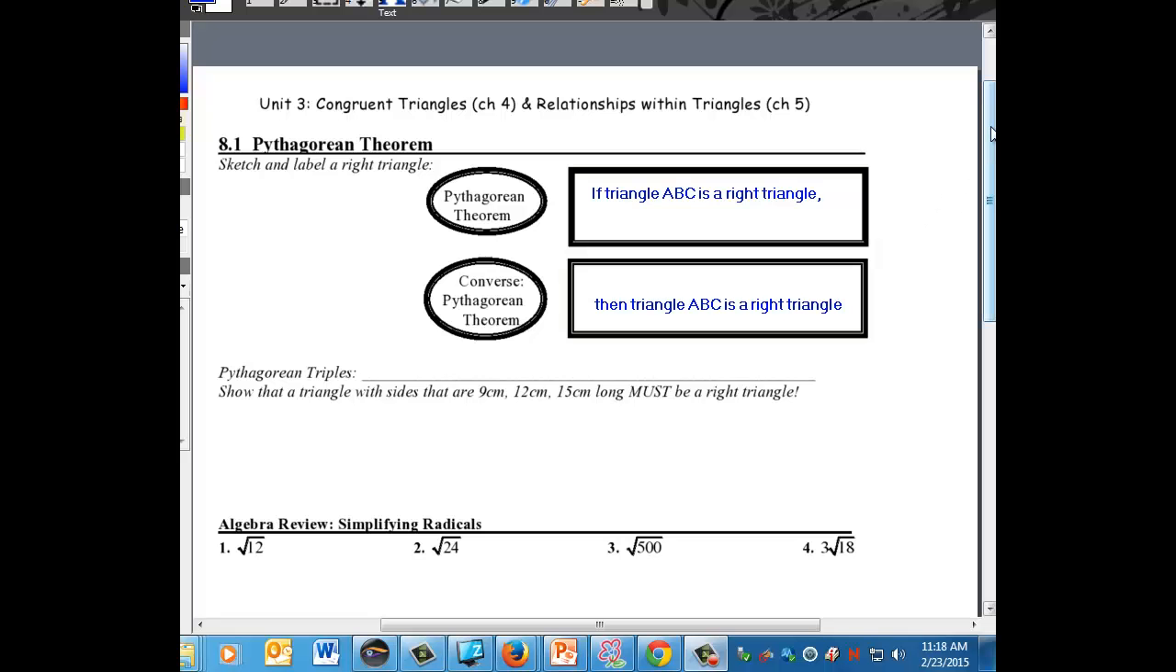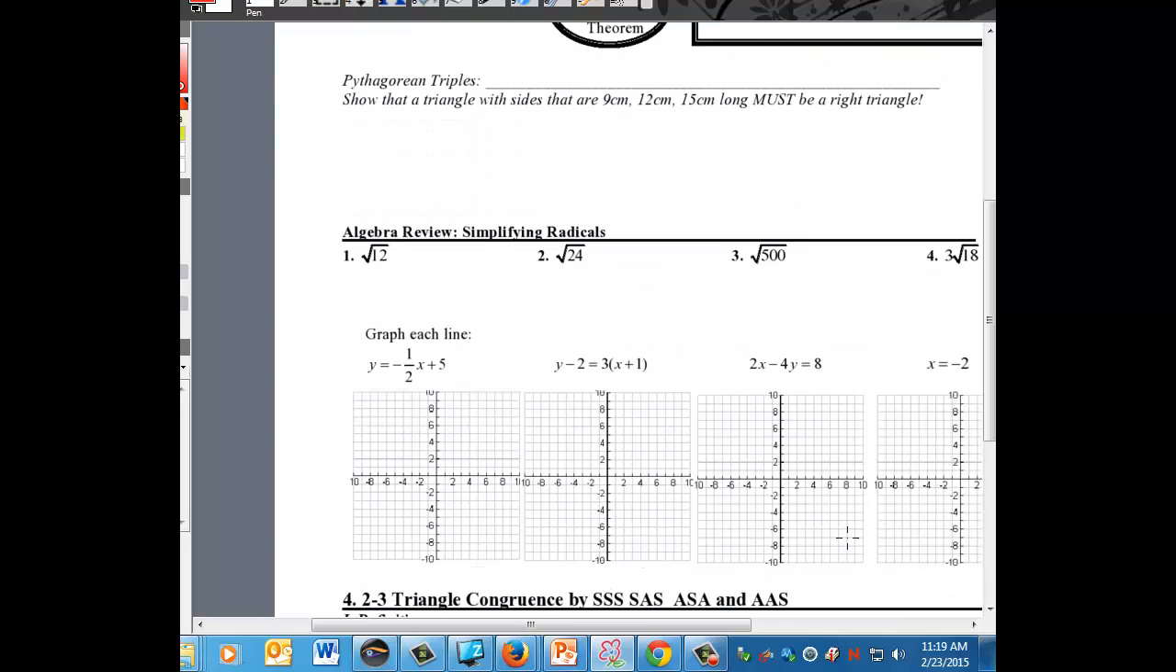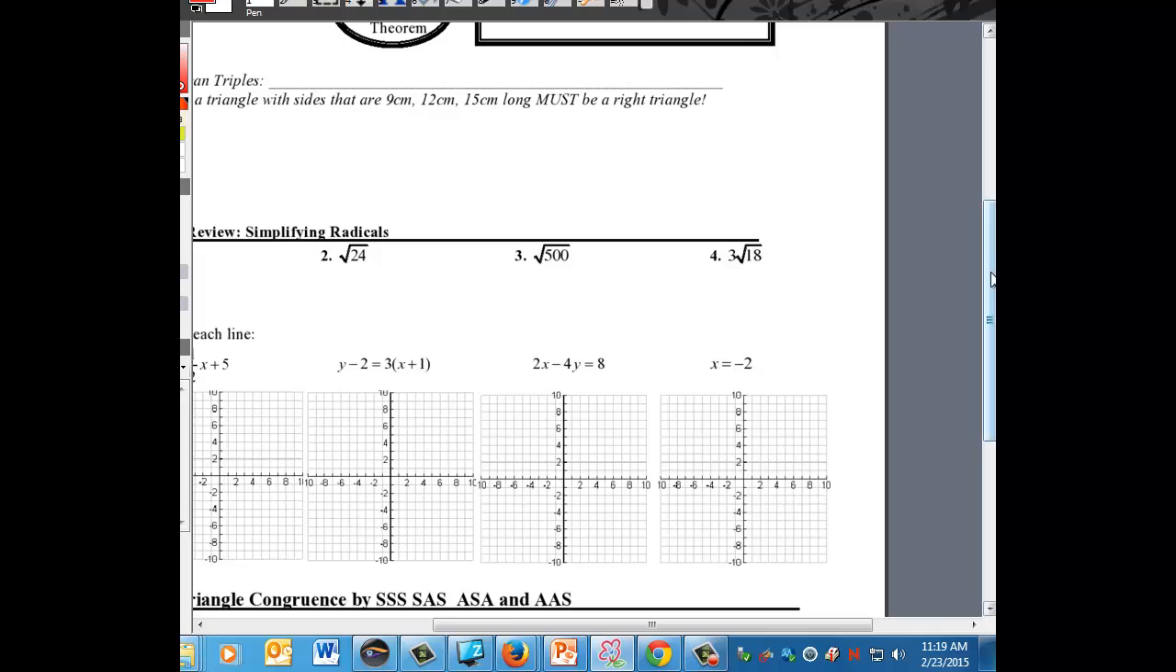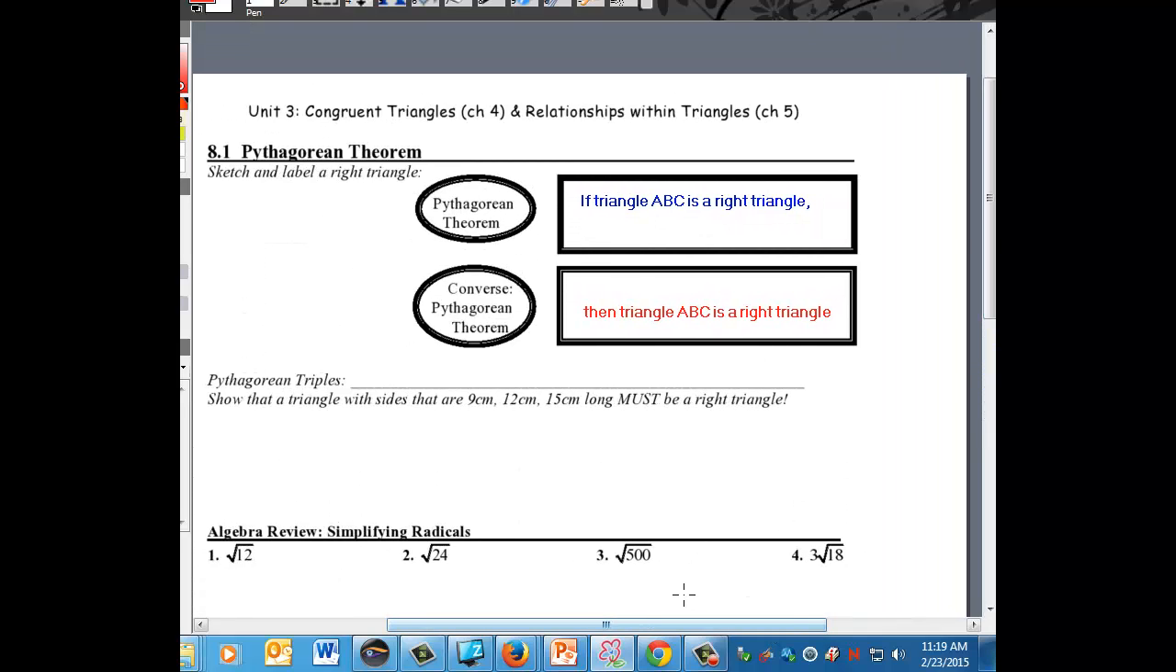Next, we have 8.1, the Pythagorean theorem. So this is review from before, but we know that if triangle ABC is a right triangle, then what I can say, let's get this straightened out, sorry about that, is that a squared plus b squared is equal to c squared.